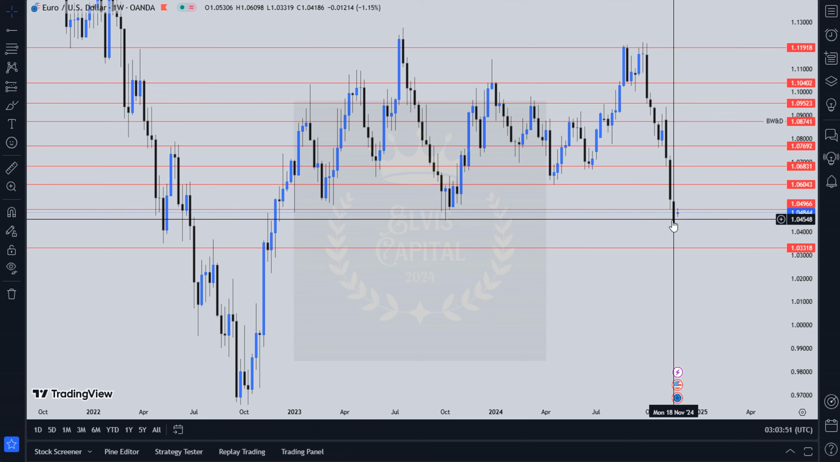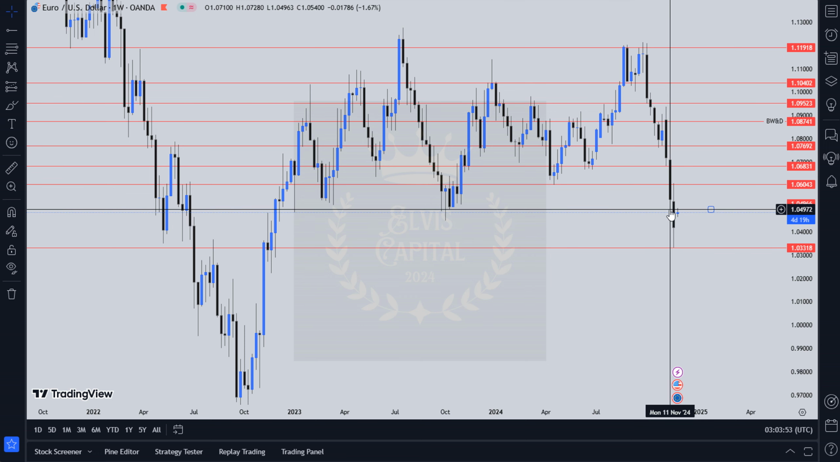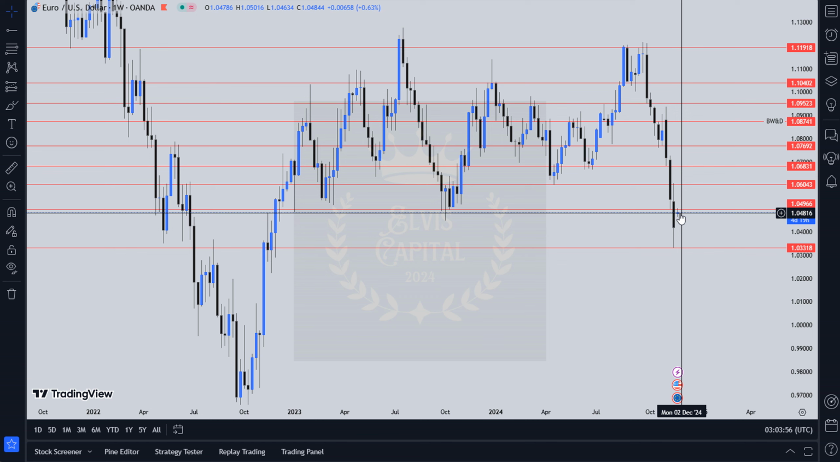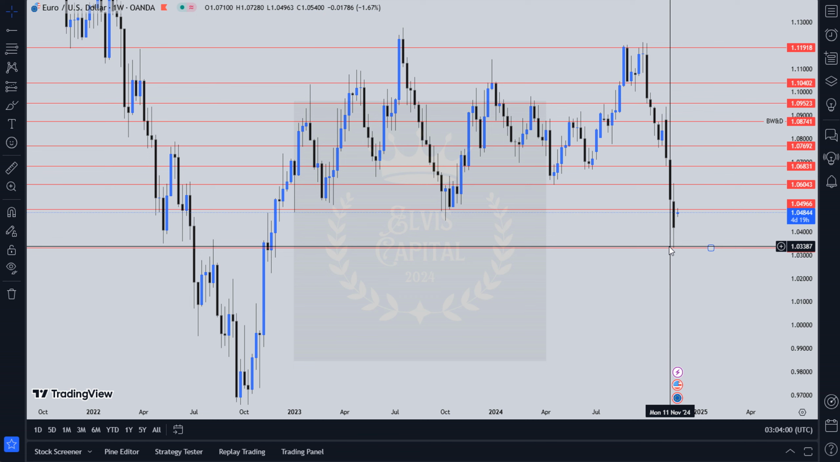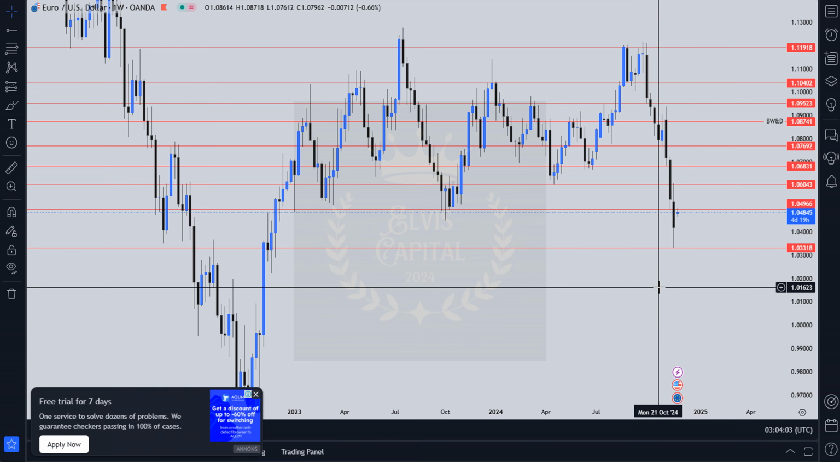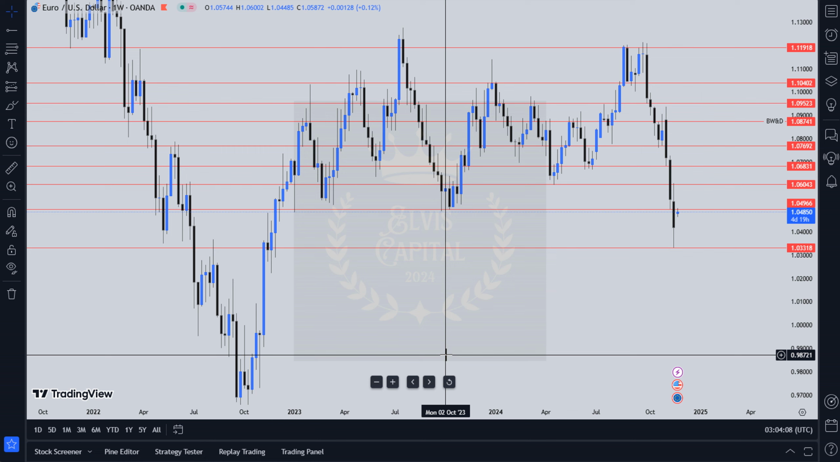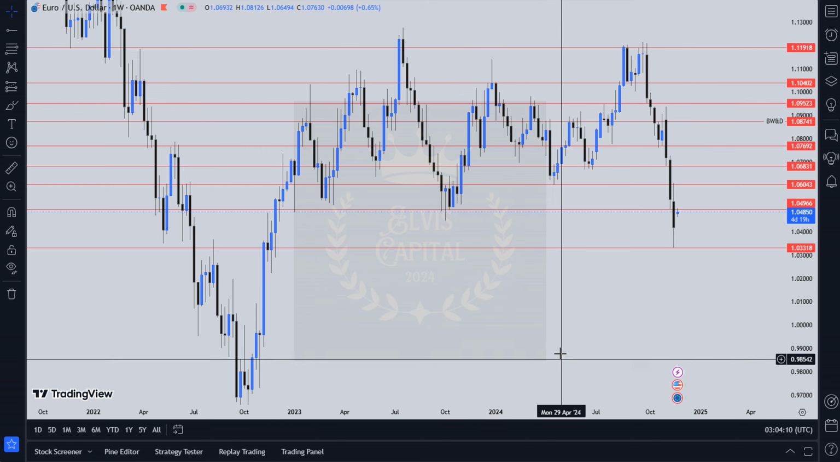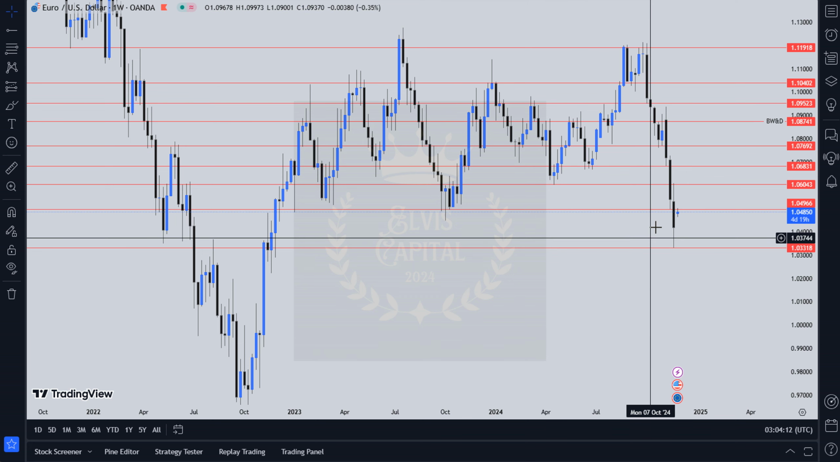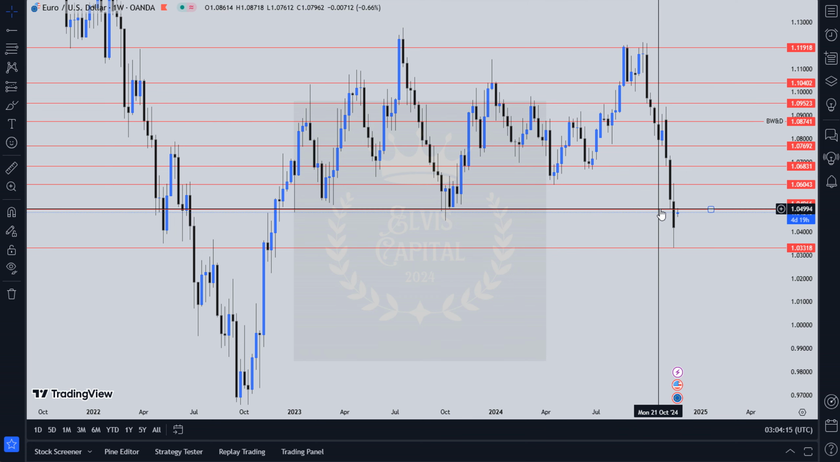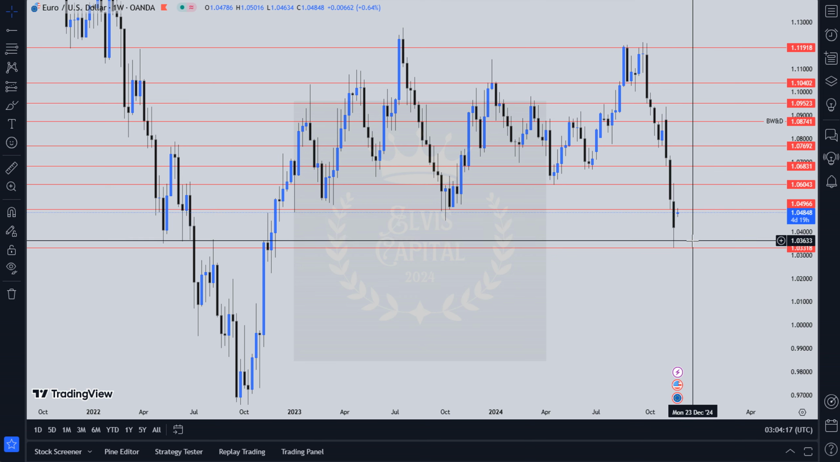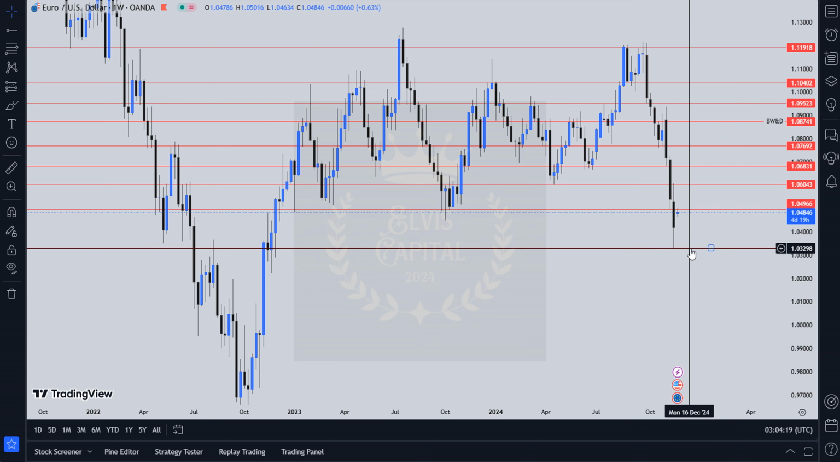So meaning that after this level being broken, it may turn into something like resistance. Now price shot down to this level of 1.03318, meaning that it's a very important level here, plays a very big role here. So maybe price may continue to the downside, or price may continue to the upside. That will depend on how the market plays out.